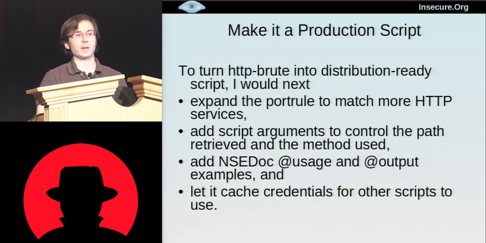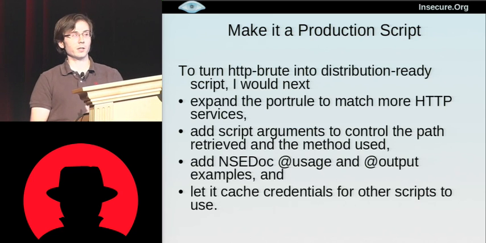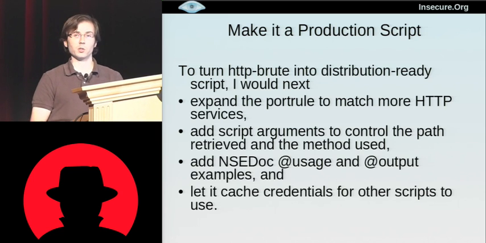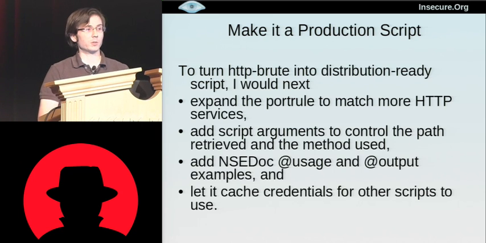The port rule should be expanded. Just matching against port 80 is lame. We should match against port 80 and the other common HTTP ports, as well as any ports that Nmap's version detection has detected as HTTP. So I would use a short port library to make that very easy. I would add script arguments, since we hard-coded cam.jpg; I would add a script argument to control that.